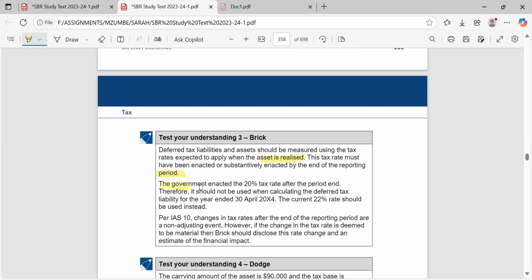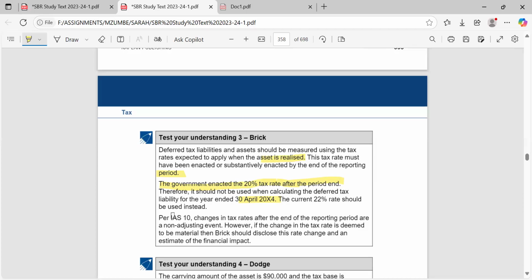So you see, the government enacted the 20% tax rate after the period, right? It was after 30th April because it was 6th June, and therefore it should not be used when calculating the deferred tax liability for the year ended 30 April. For the year ended 30 April, the 22% is what is there, right? Yes, because it should be there for it to be applied. Now, what do you do now? We know that it is going to change. What are you going to do?